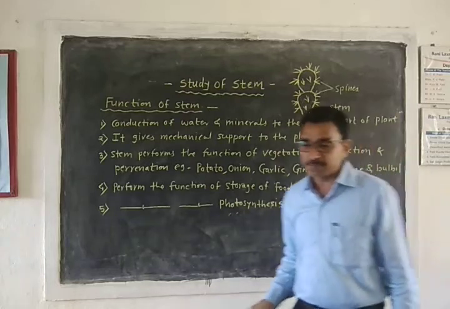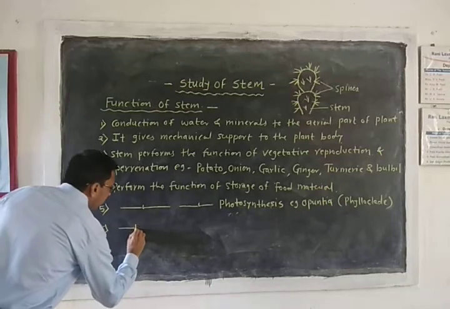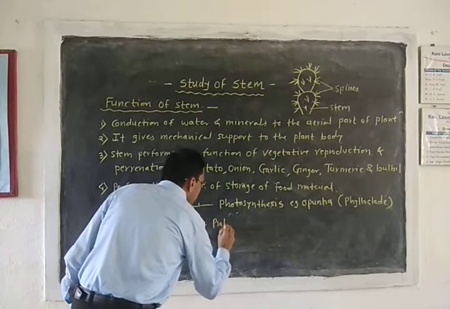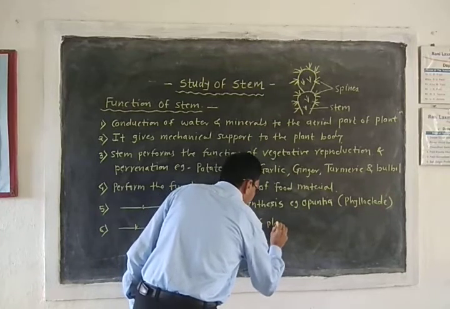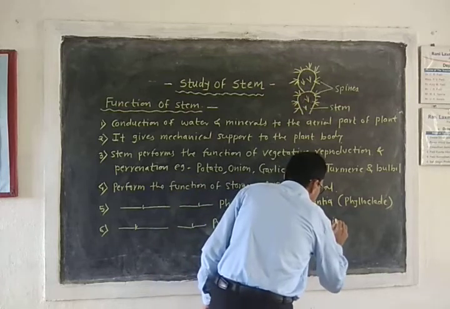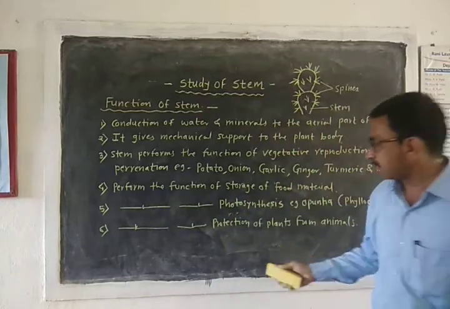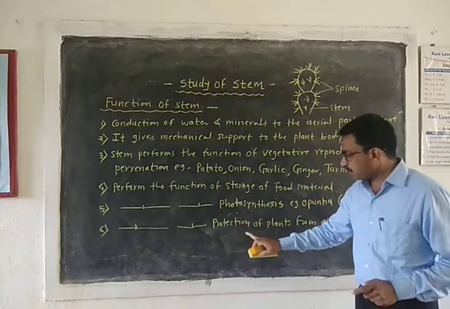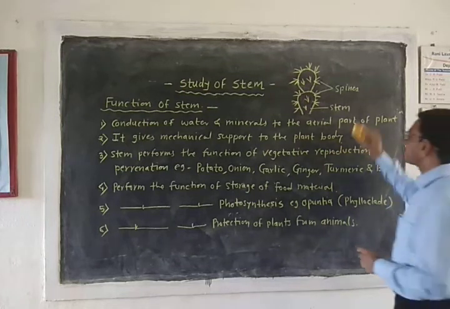The next function is that the stem also performs the function of protection of plants from animals. See, this is the next function. The stem also performs the function of protection of plants from animals. प्लांट्स प्रोटेक्शन करता है एनिमल्स पासून.